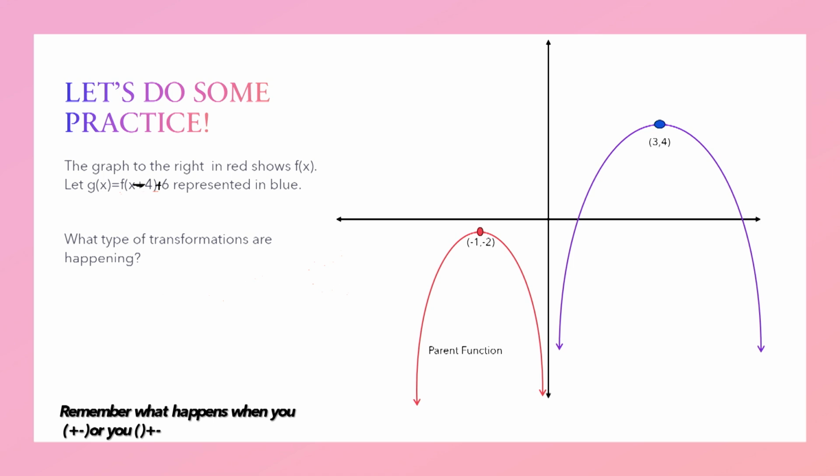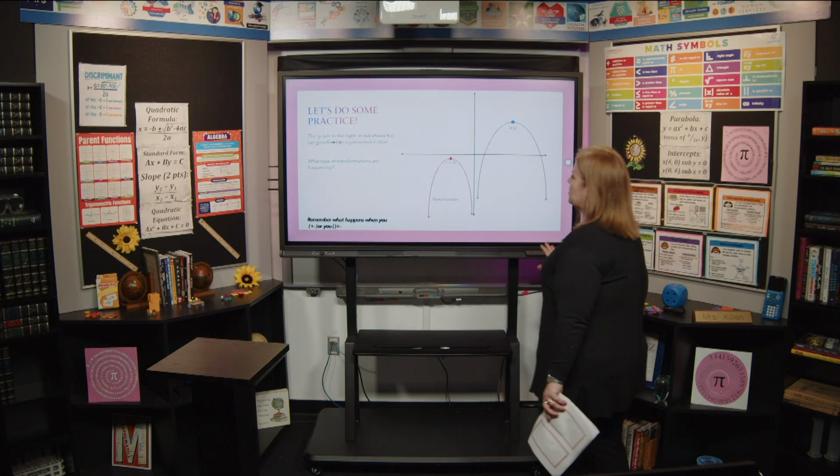Okay, so let's look at some practice here. It says the graph to the right, in red, shows f of x. Let g of x equal f of x minus 4, plus 6, represented in blue. What type of transformations are happening? So we're starting with this parent function and we're going to this blue function.